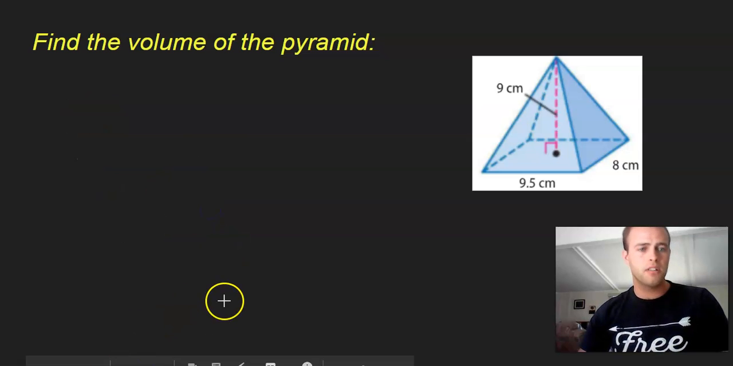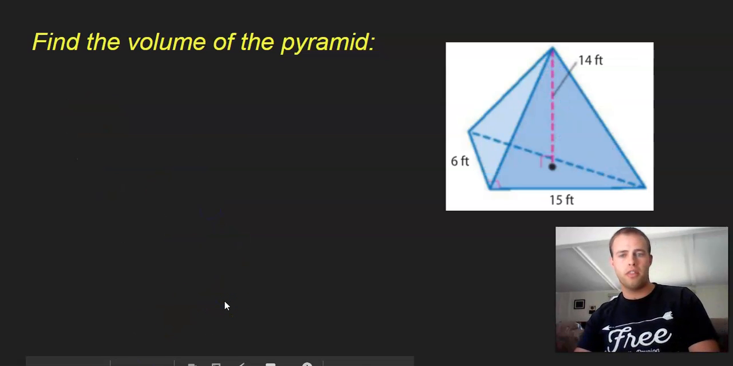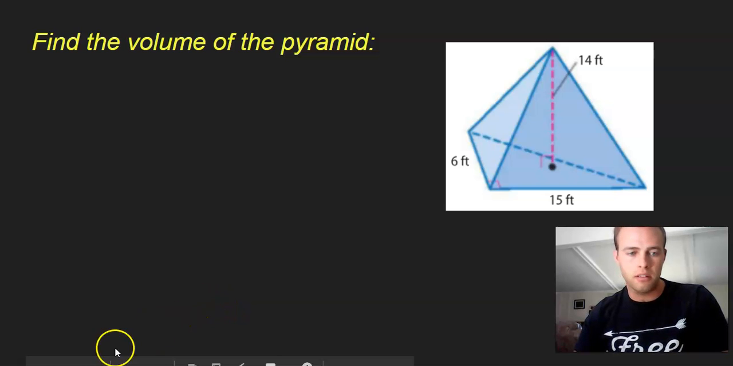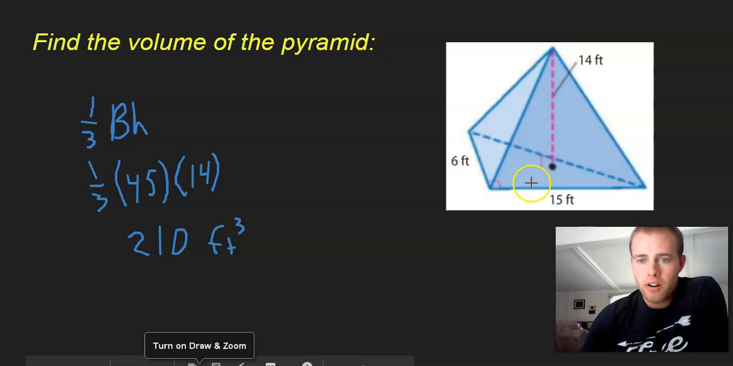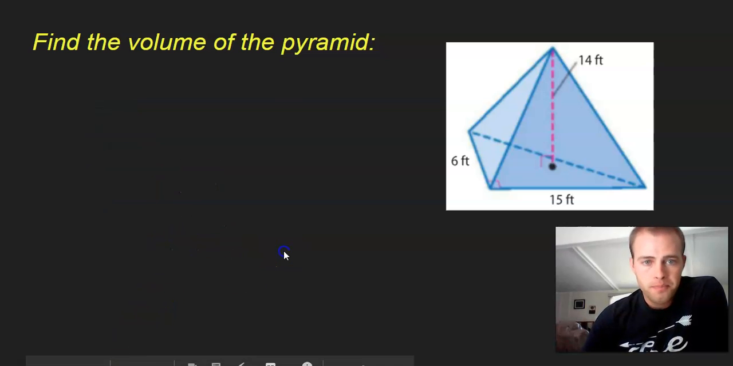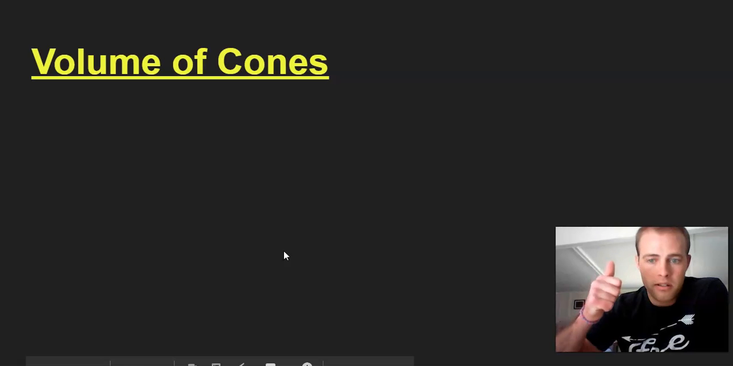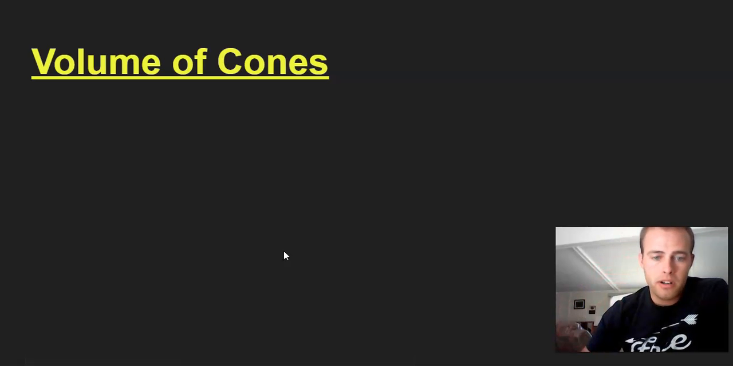Pretty easy stuff. You're going to do the same thing with this one, a triangular pyramid. 1/3 base times height. Area of a triangle is 1/2 base times height. 1/2 times 6 times 15 is 45. Our height is 14. 1/3 times 45 times 14 gives us 210 feet cubed. Boom, done with prisms, done with cylinders, done with pyramids. Now we're going to cones.